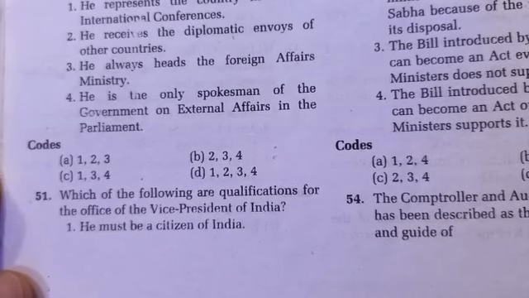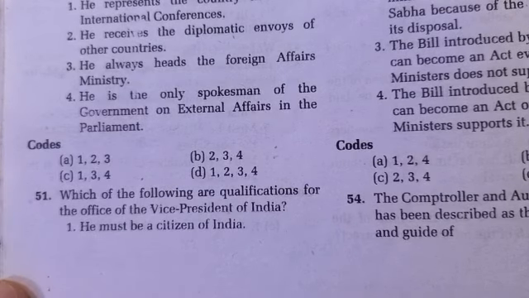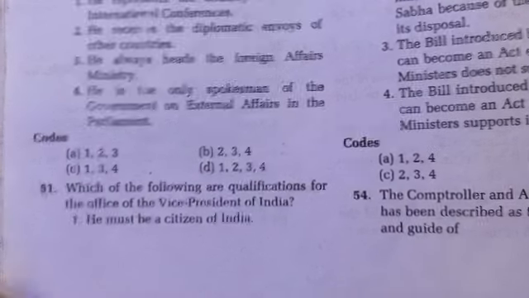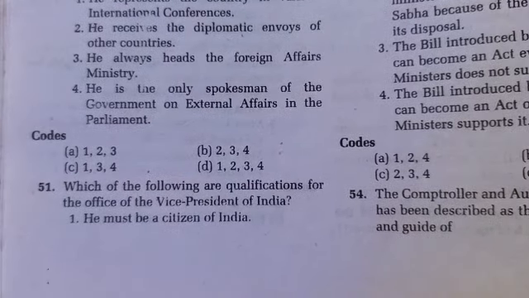This is the sixth part of Polity in Indian Constitution. Question number 51. Which of the following are qualifications for the office of Vice President of India?